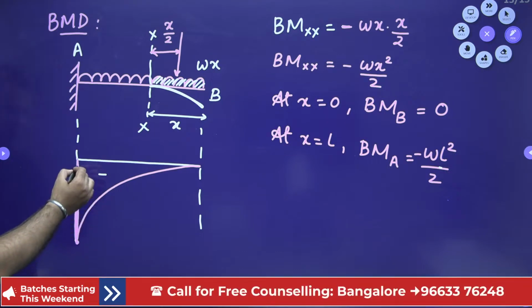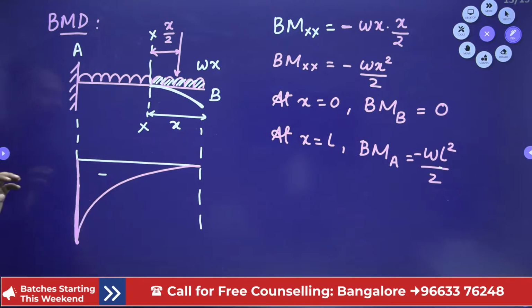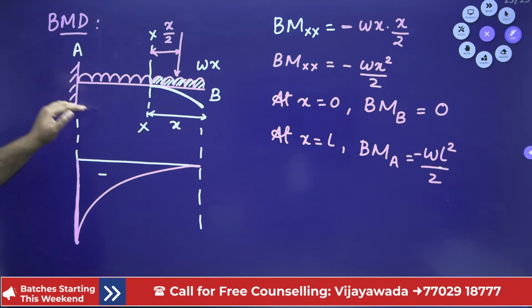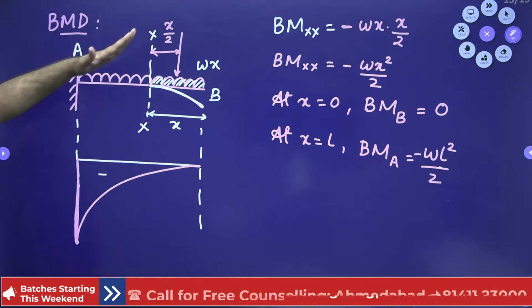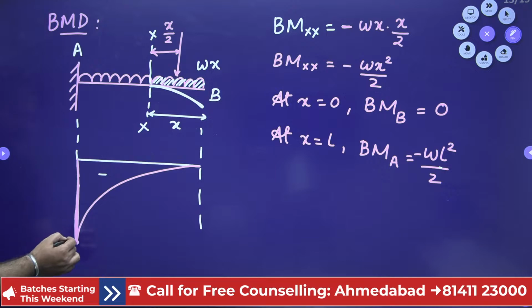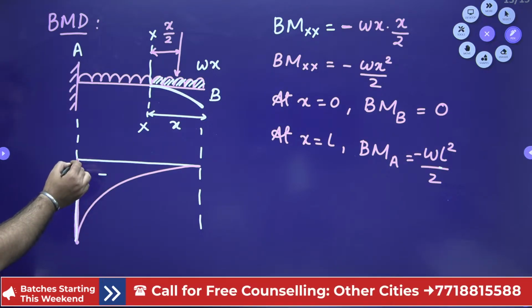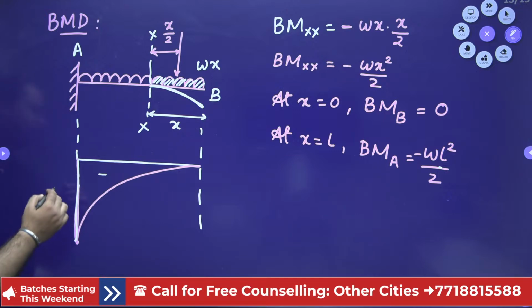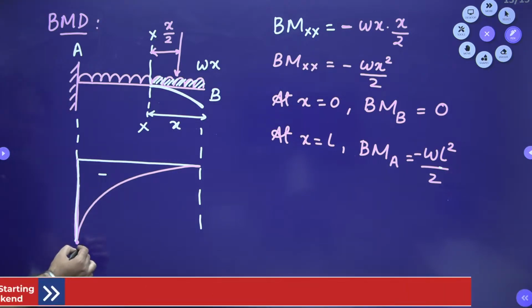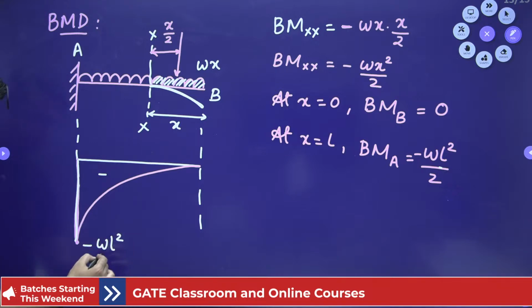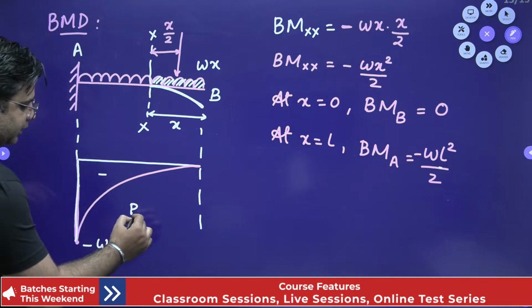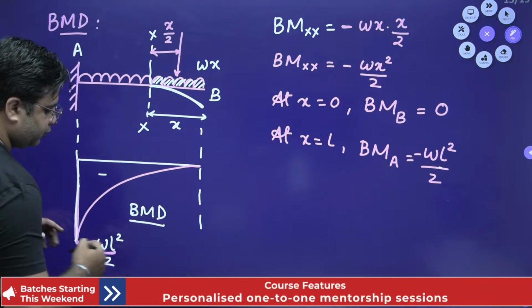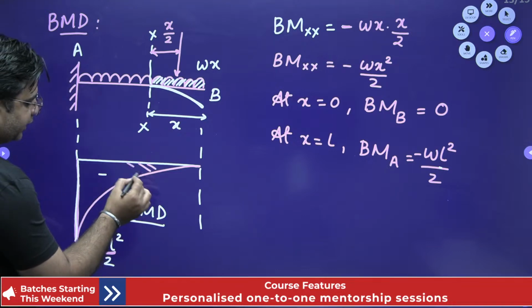So you need to move up by the amount of WL square by 2 because this support reaction will sag the beam like this, and sagging moment is positive. Therefore, we are moving up by the amount of WL square by 2. So this is minus WL square by 2, and this bending moment diagram is negative.